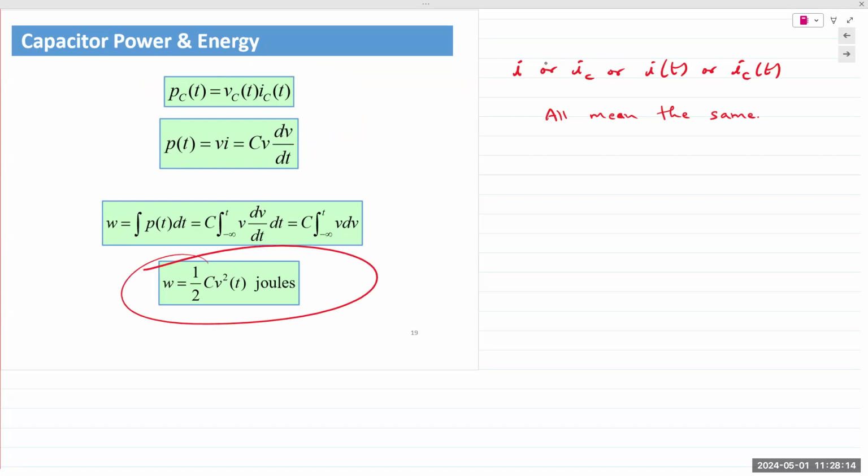Energy is half CV squared. For the inductor, it was half L i squared. Again, energy is simply half CV squared.